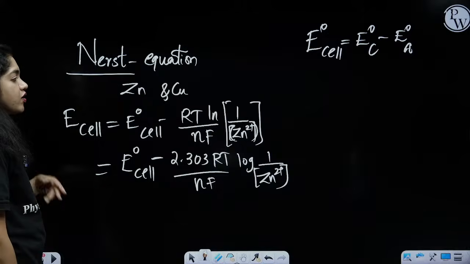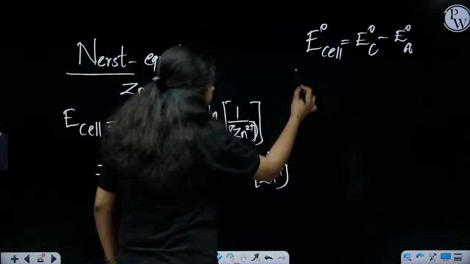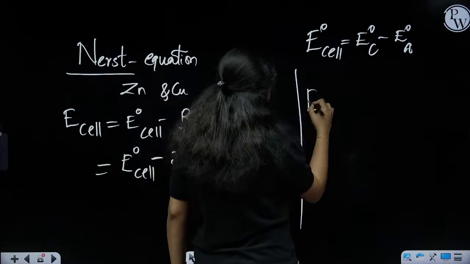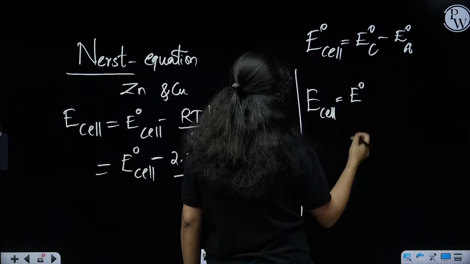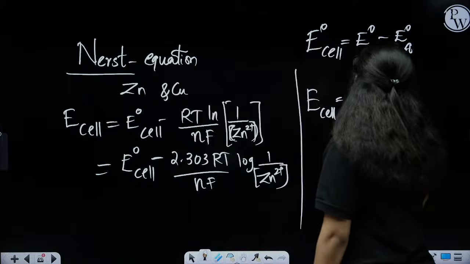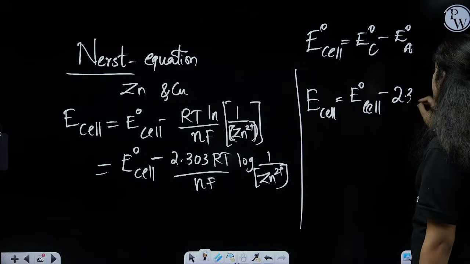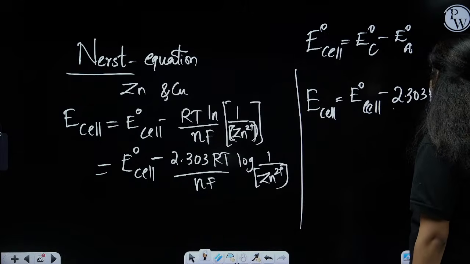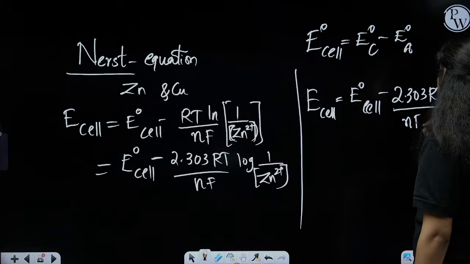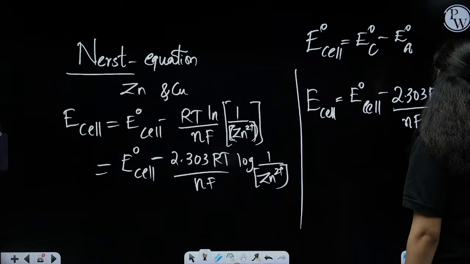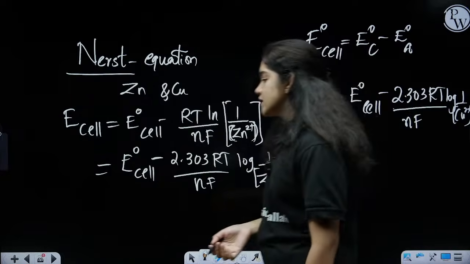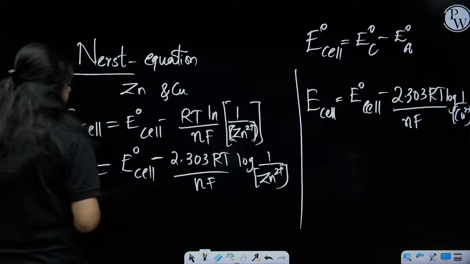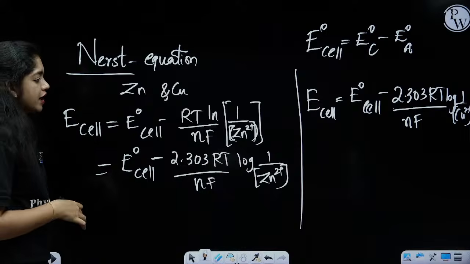Now we are going to make an equation for copper. For the case of copper, what will be the equation? E cell is equal to E0 cell minus, similarly, 2.303 RT by NF into log 1 by Cu2+. So these are the two equations. Now the final equation is given by E cell equals E0 cell, that is cathode minus anode.